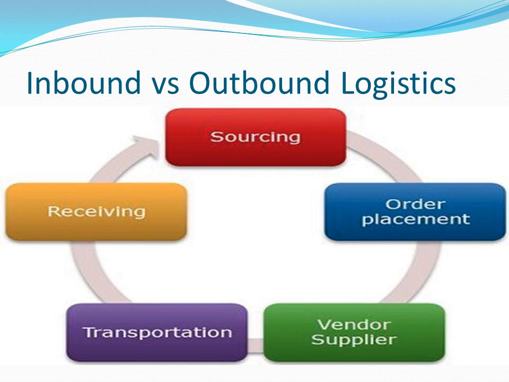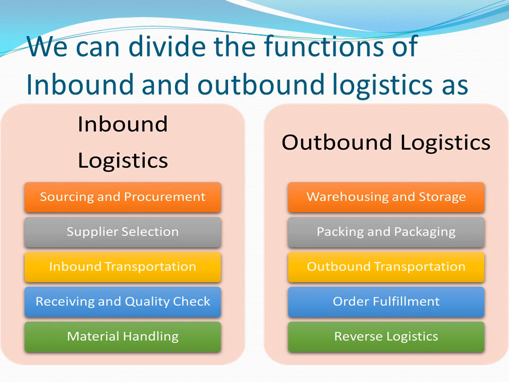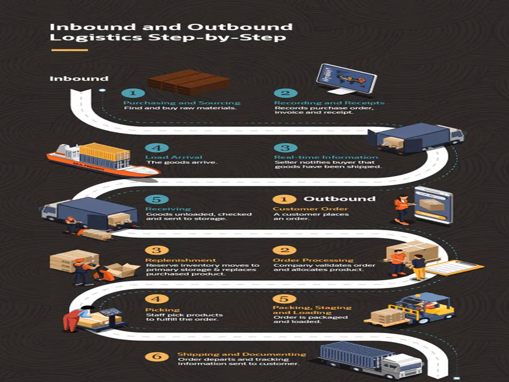So, to be successful in business, it is imperative that we establish these logistics processes very effectively throughout the business. For simplicity, we can divide the functions of inbound and outbound logistics as you can see on the screen. One side is inbound logistics, which is sourcing and procurement, supplier selection, inbound transportation, receiving and quality check, and then material handling. Whereas outbound logistics is warehousing and storage, packaging and packing, outbound transportation, order fulfillment, and then reverse logistics. Now let's discuss inbound and outbound logistics step by step.